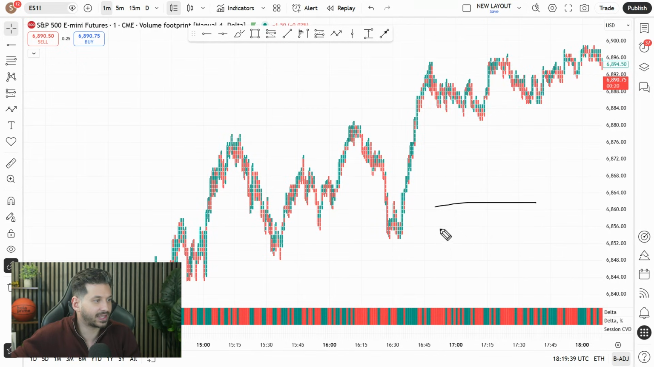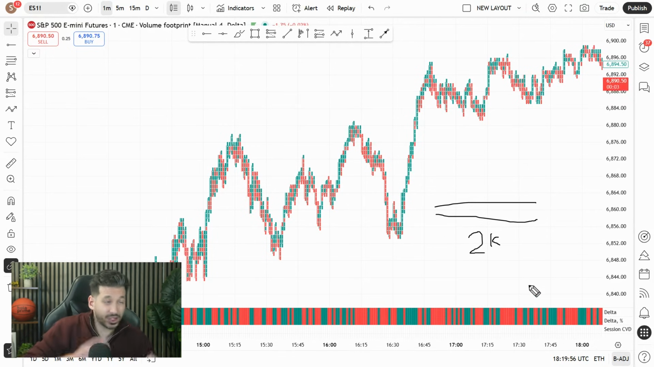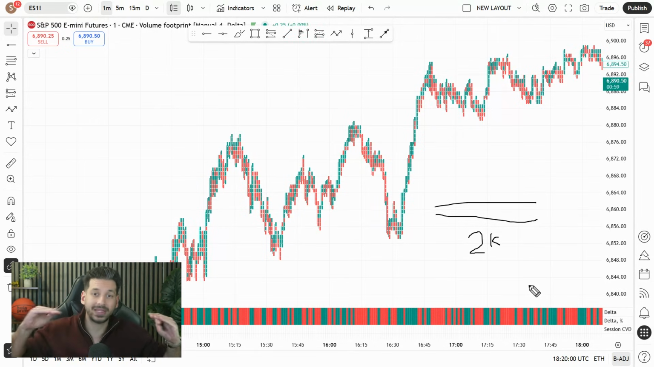So if we look at the delta that's coming in cumulatively across the range, imagine if you had 2,000 extra buyers come in during a range, right? And the market remained flat. What would that tell you? If there was 2,000 extra aggressive buyers coming in and the market remained completely flat, what does that tell you?